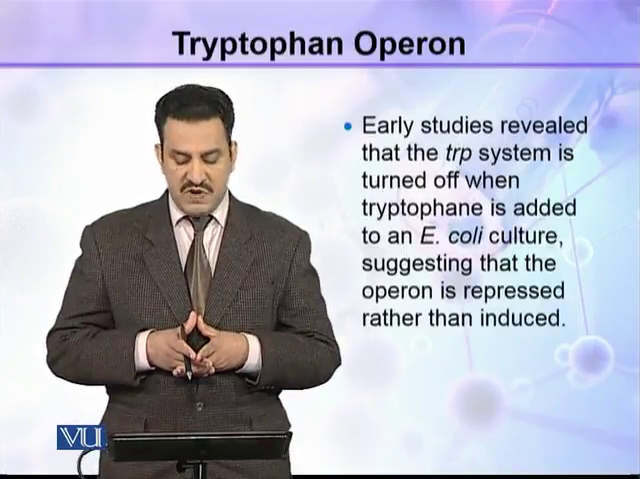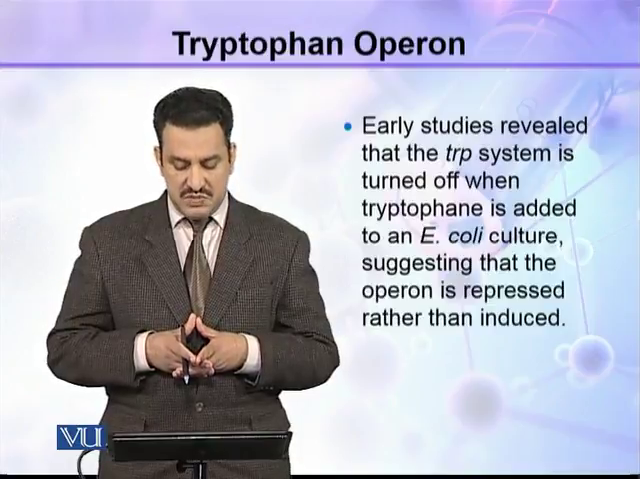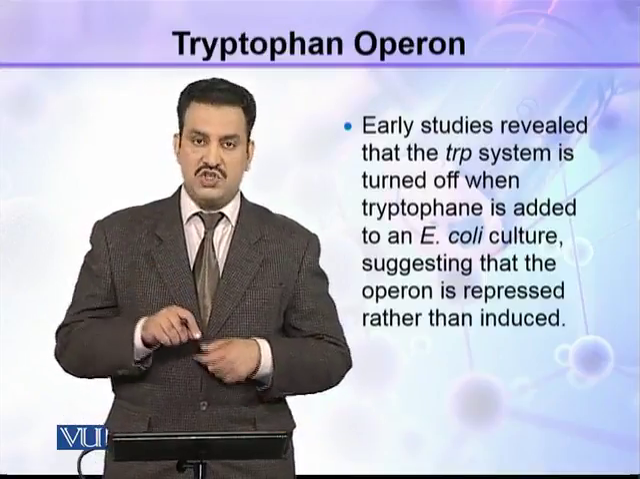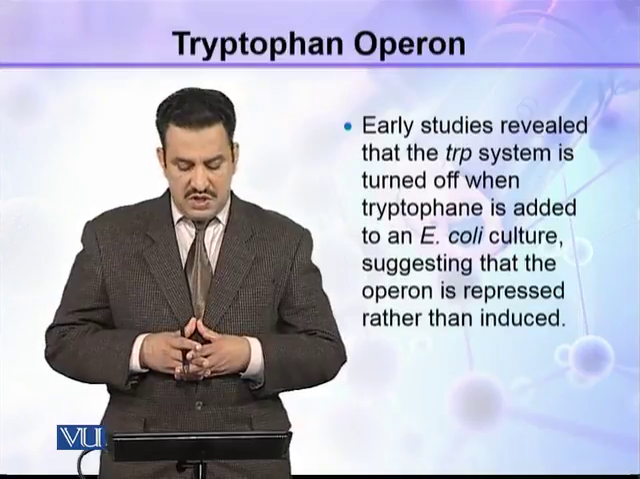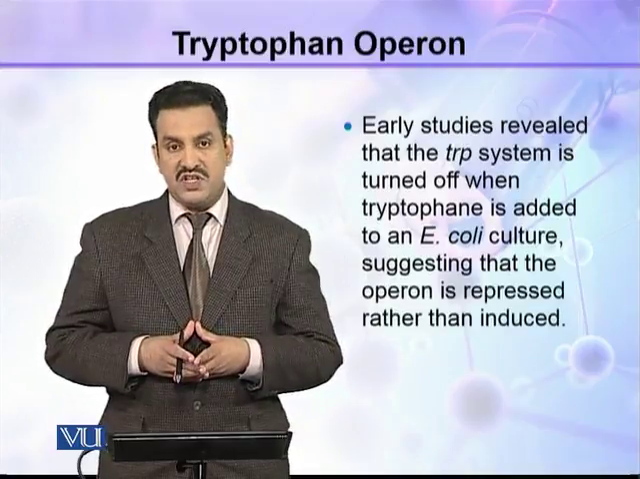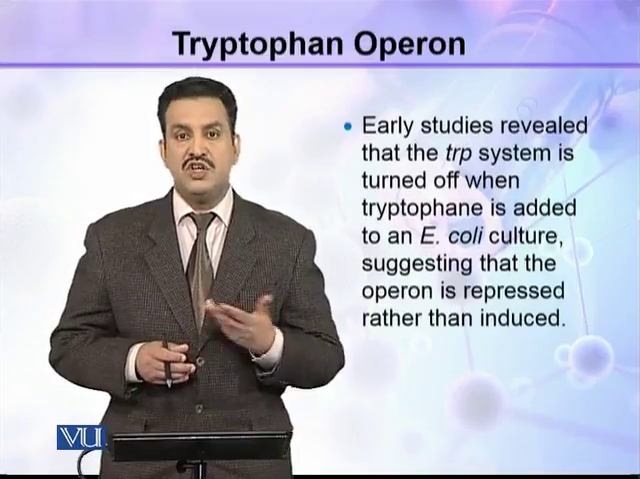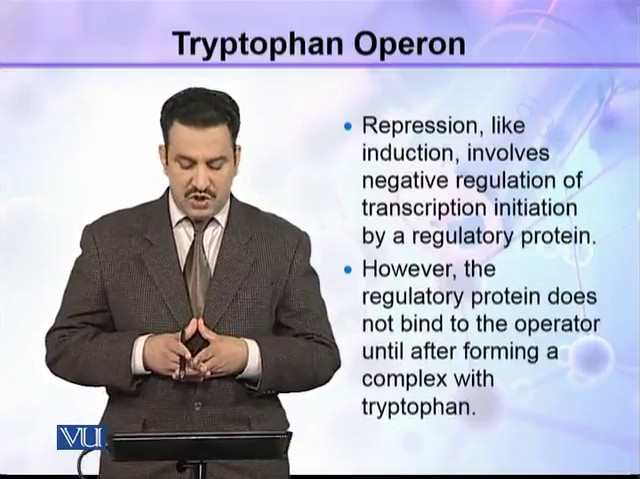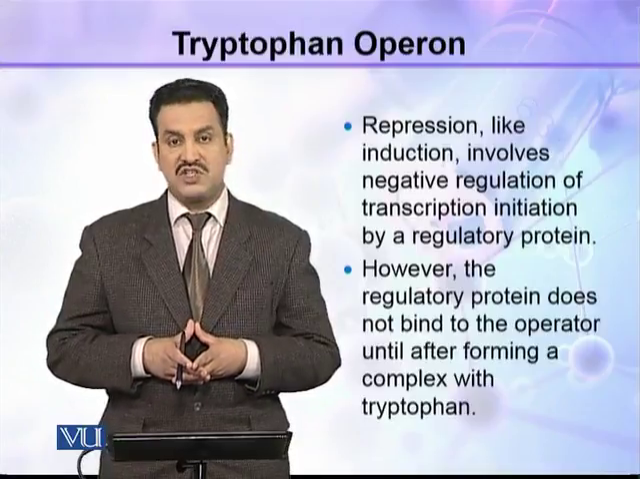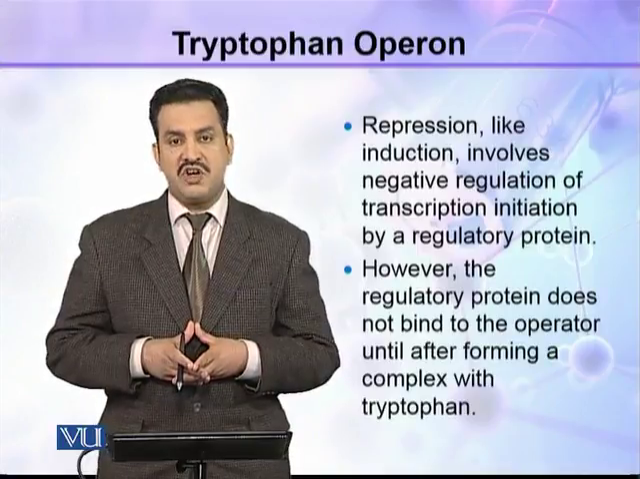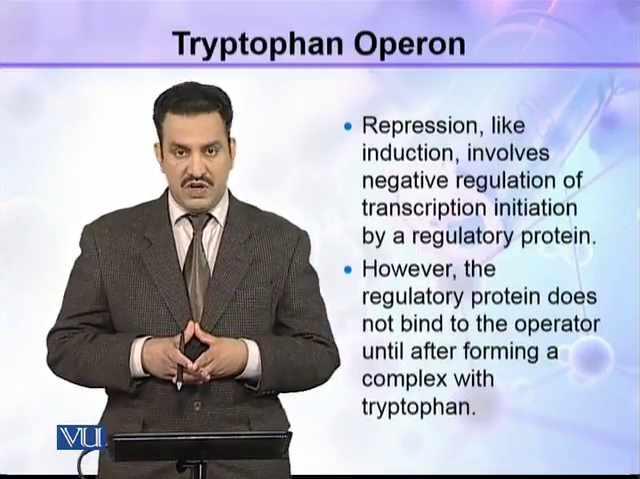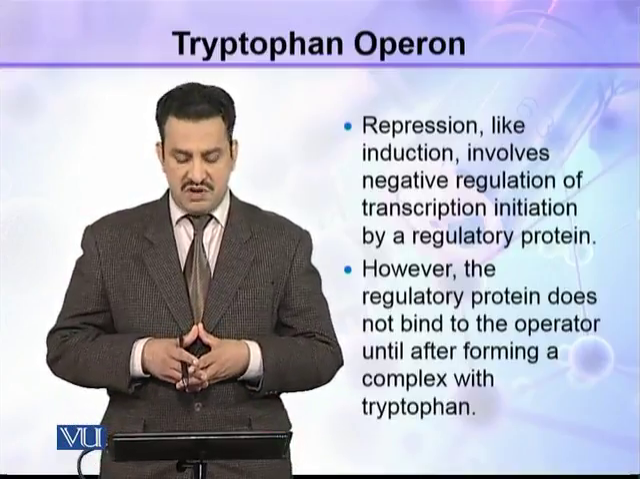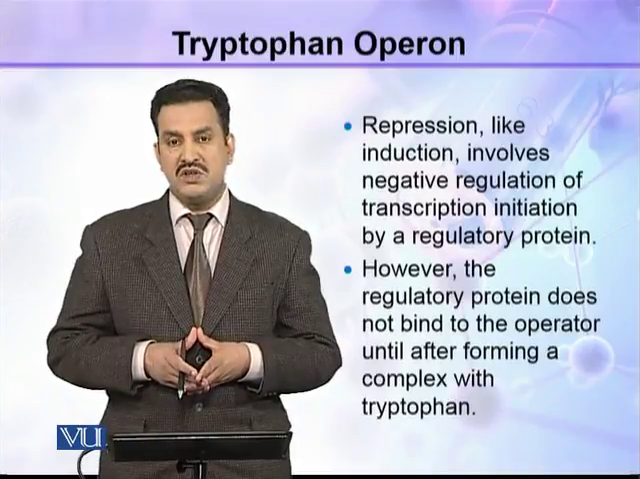Early studies revealed that the trp system is turned off when tryptophan is added to a growing E. coli culture, suggesting that the operon is repressed rather than induced. Repression, like induction, involves negative regulation of transcription initiation by a regulatory protein. However, the regulatory protein doesn't bind to the operator until after forming a complex with tryptophan.